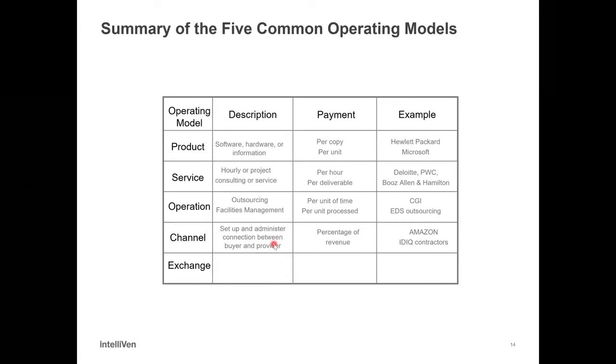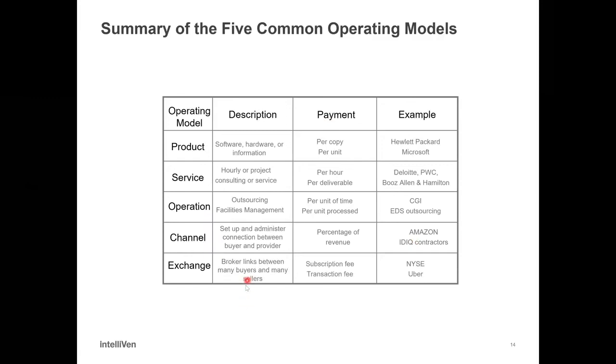A channel would be to set up and administer the connection between buyer and seller. And the one who set up that channel would take a piece of what flows through it. And Amazon's a good example of that. We have many buyers, many sellers, and they coordinate the requests for the products and the products' delivery and make all that nice and smooth. And they just take a little piece of everything that flows through.